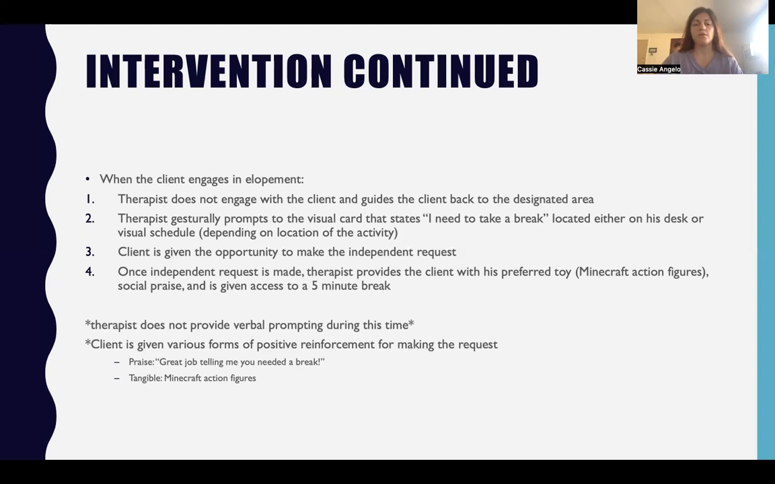So it's important to note that during this time, the therapist does not provide any verbal prompting. And also the client is given various forms of positive reinforcement for making the request. So with that, we use praise. So great job telling me you needed a break. Or we use the tangible, which is the Minecraft action figure.